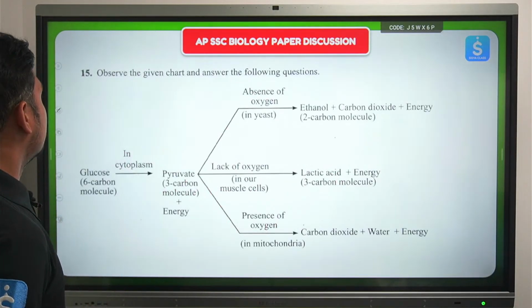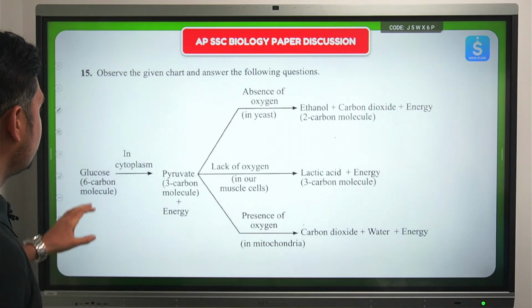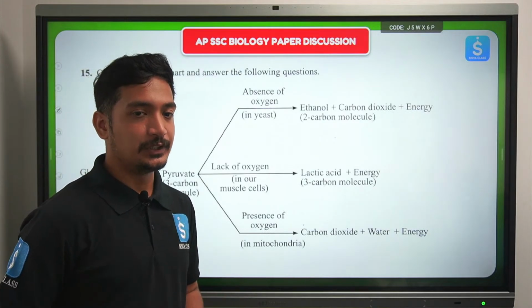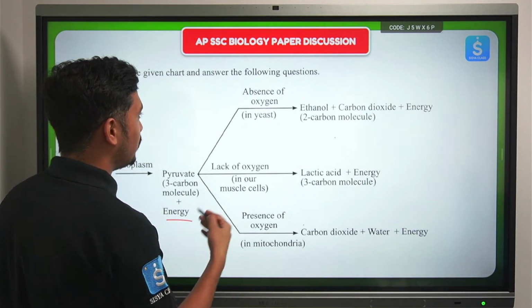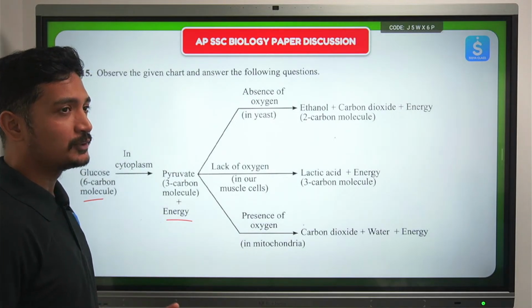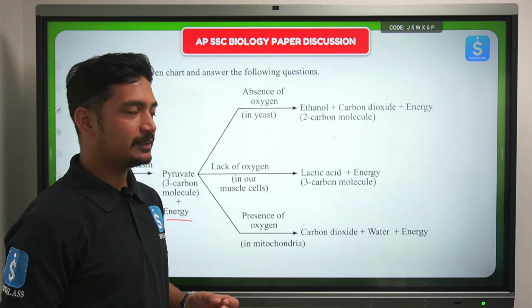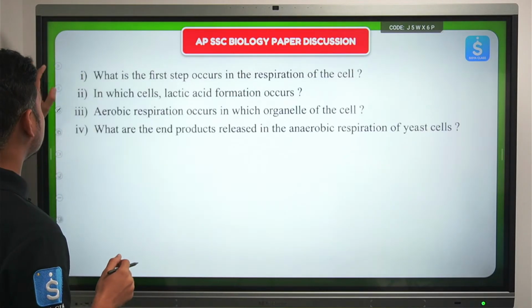Moving ahead, the next question is: observe the given chart and answer the following question. Here we have the chart of cellular respiration, and we understood that glucose is converted into pyruvate, and depending upon the amount of oxygen present, this pyruvate can undergo different cycles or different pathways. So we'll see what questions we have.